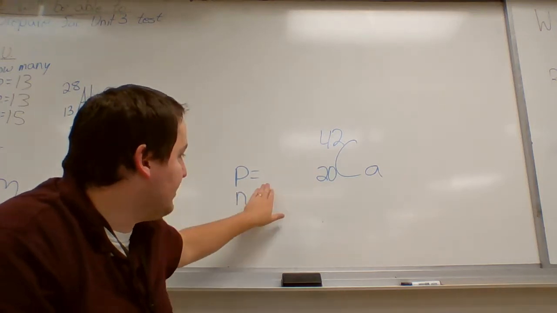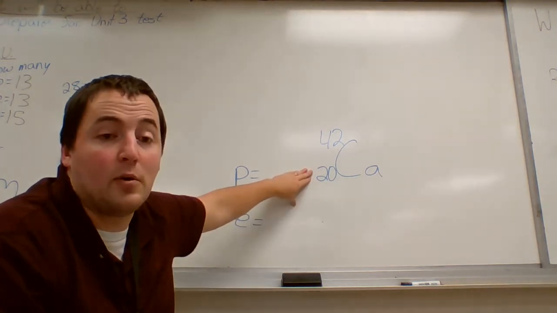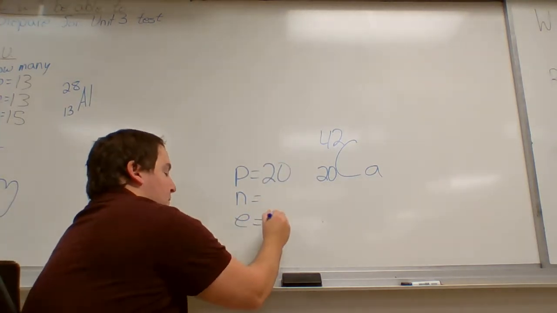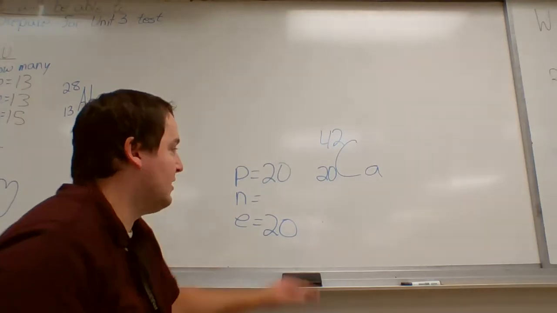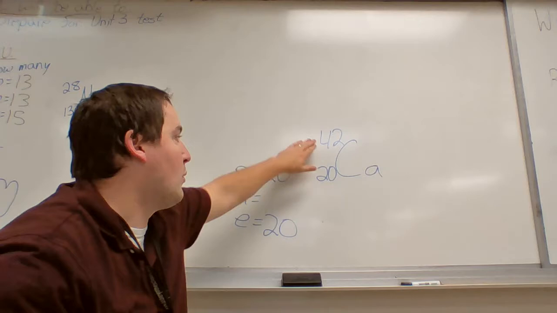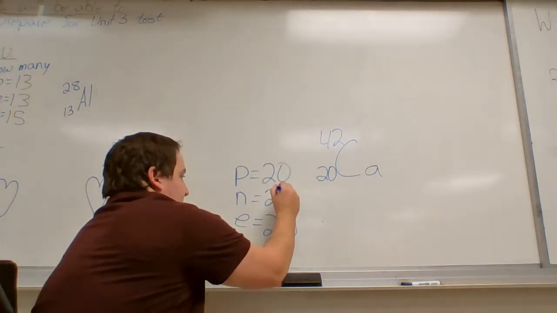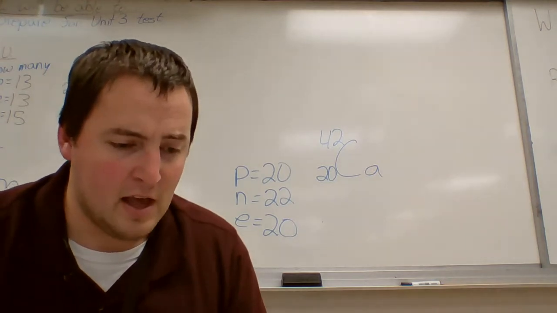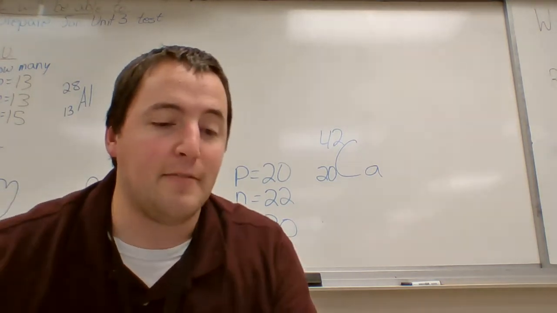This bottom number here is the atomic number, or in other words, the protons. So we're going to say it's 20 protons, therefore it also has 20 electrons. To find neutrons, you take the mass number minus the protons, so 42 minus 20 gives us 22 neutrons. So that's number 12. Takes us to number 5.